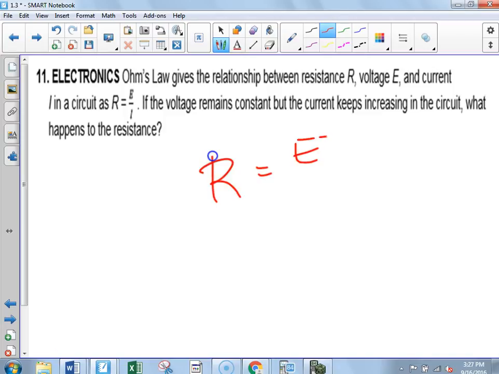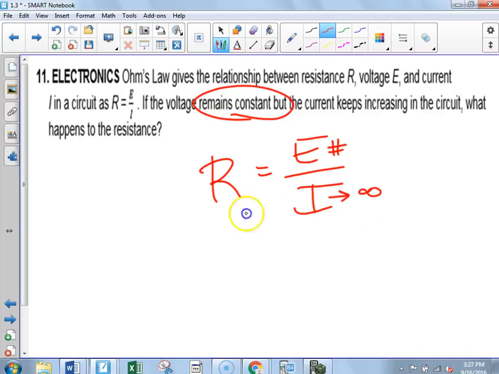This formula calculates resistance. This says if the voltage remains constant, if this number up here is a constant number, but the current increases, this number down here is approaching infinity, what will happen to the resistance? It will decrease and eventually approach 0. Does that make sense? Everybody was really quick to answer that.